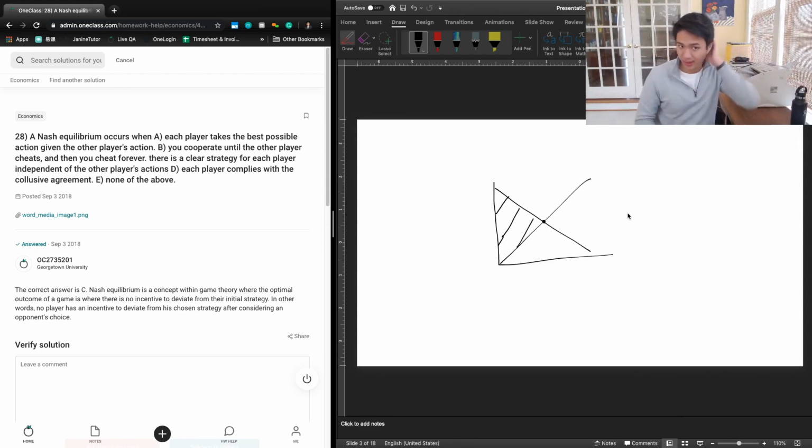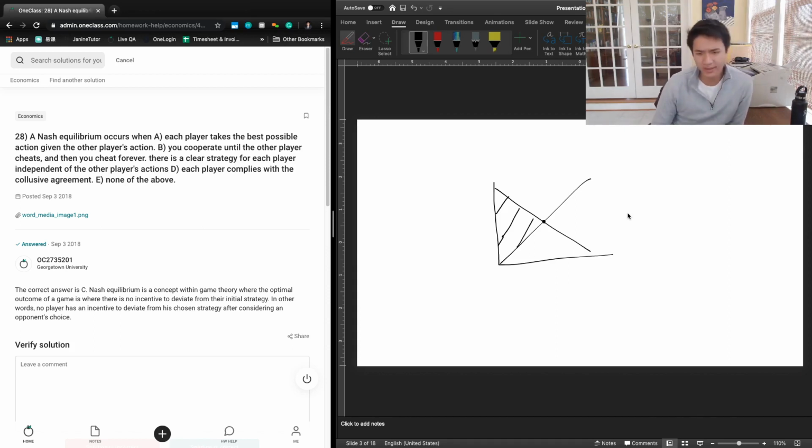'28 says a Nash equilibrium occurs when A, each player takes the best possible action given the other player's action. B, you cooperate until the other player cheats and then you cheat forever. C, there is a clear strategy for each player independent of the other player's actions. And D, each player complies with the collusive agreement. Or E, none of the above.